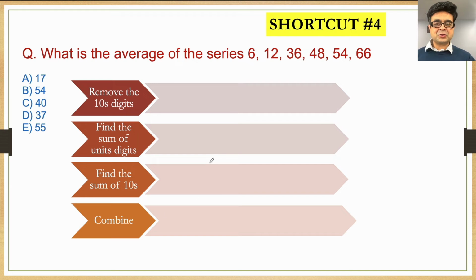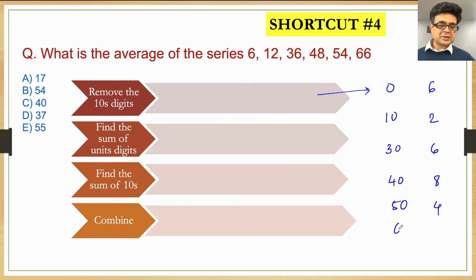Right? The first thing is to separate the tens digit from the units digit. So I'm going to just do it over here. So 6 can be written as 0 and 6 because it doesn't really have a tens digit. 12 can be written as 10 and 2. 36 can be written as 30 and 6. 48 can be written as 40 and 8. 54 can be written as 50 and 4. And 66 could be written as 60 and 6.